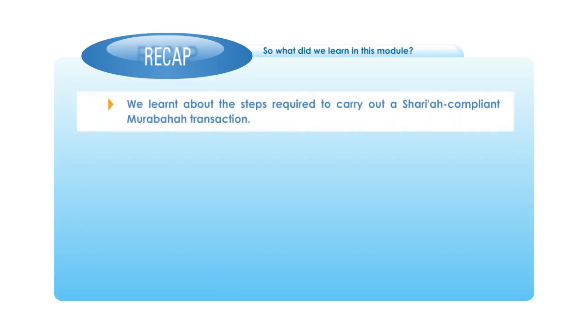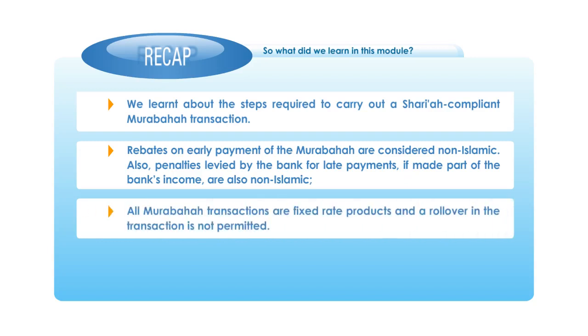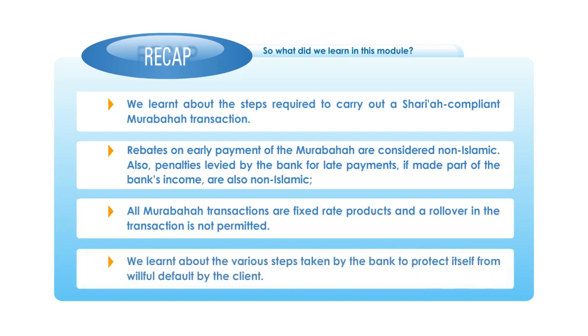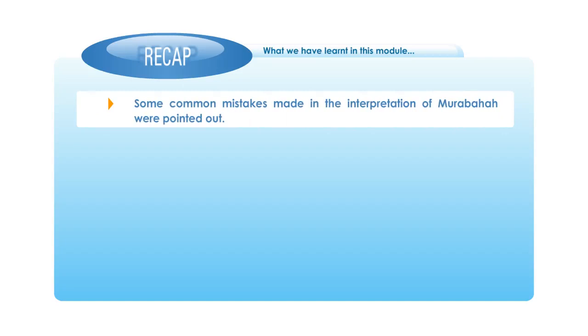We learnt about the steps required to carry out a Sharia-compliant Murabbaha transaction. Rebates on early payment of the Murabbaha are considered non-Islamic. Also, penalties levied by the bank for late payments, if made part of the bank's income, are also non-Islamic. All Murabbaha transactions are fixed-rate products, and a rollover in the transaction is not permitted. We also learnt about the various steps taken by the bank to protect itself from willful default by the client. Some common mistakes made in the interpretation of Murabbaha were pointed out.